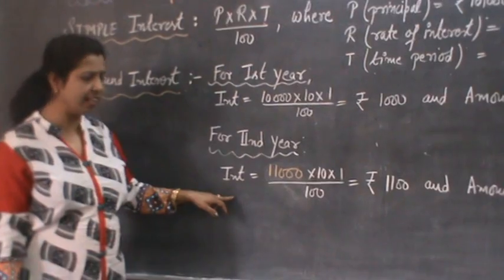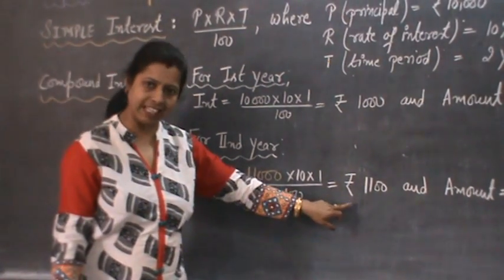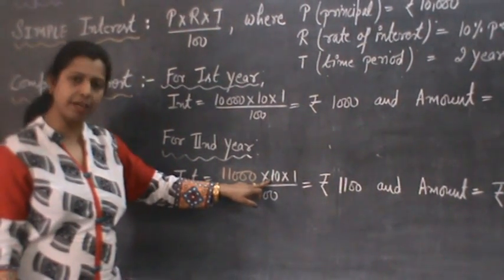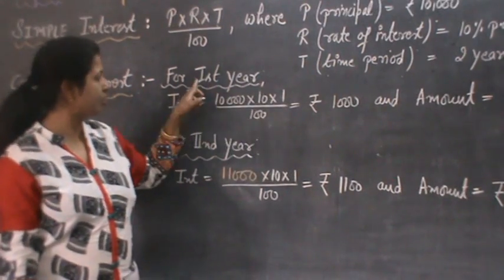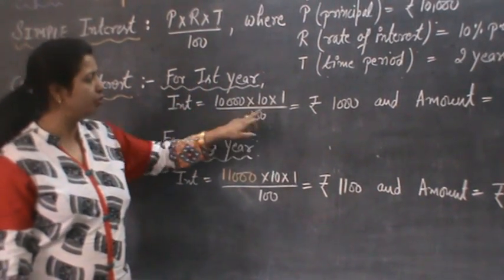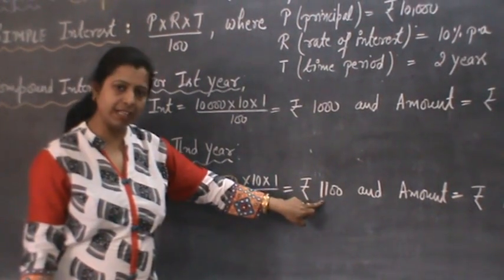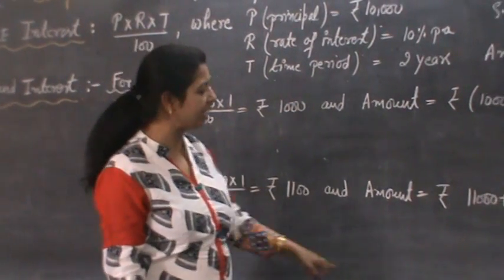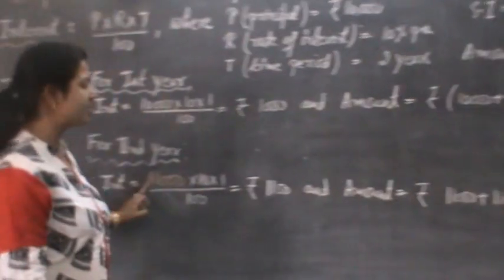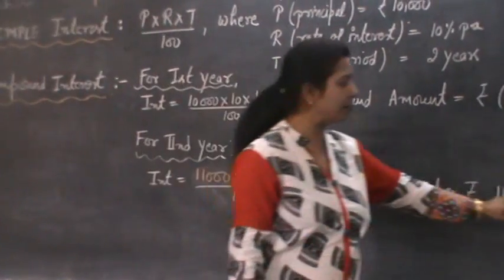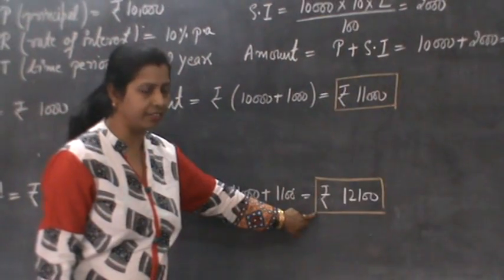So for the second year, the interest is on rupees 11,000 because the rate is the same, 10%. Here, because we are talking about 1 year, the time is 1, and here also the time is 1. Interest becomes 1,100. When we add the interest to the principal, which is 11,000, our amount becomes 12,100.